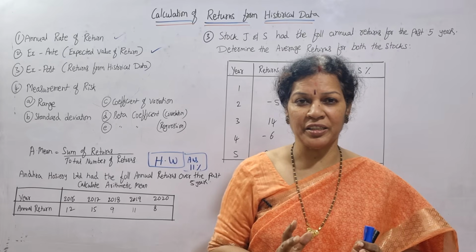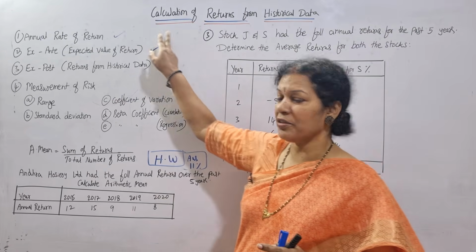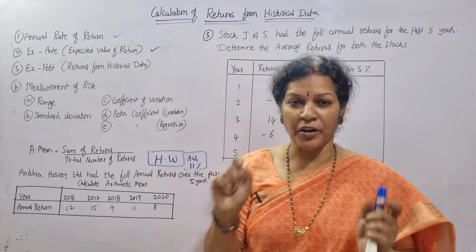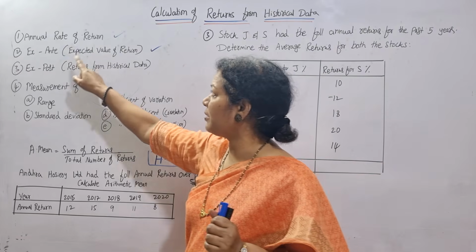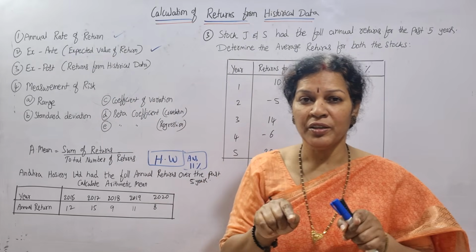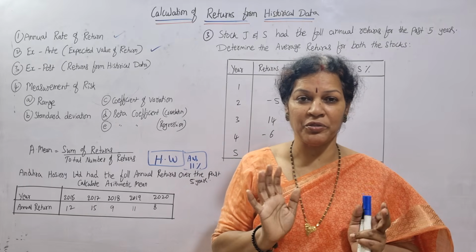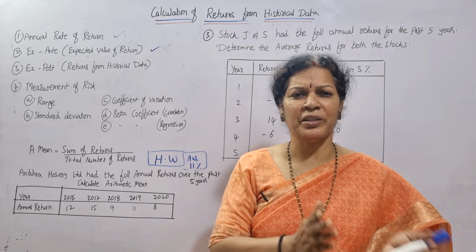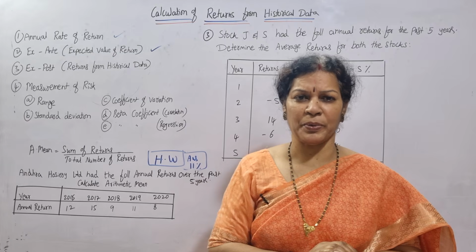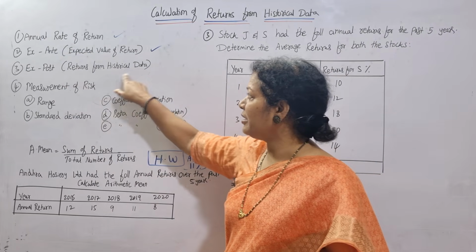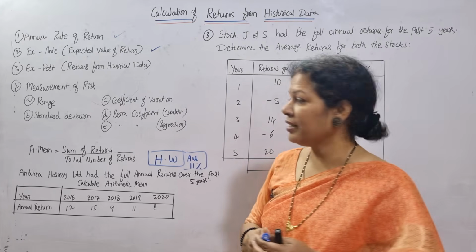So the risk and returns chapter 2 concepts we have already covered. One is the annual rate of return with the formula. The second one is the expected value of return. This is based on probability percentages, where some return values are given, and you just multiply them to get the future expected value. Now the third concept, ex post, which is returns from historical data.